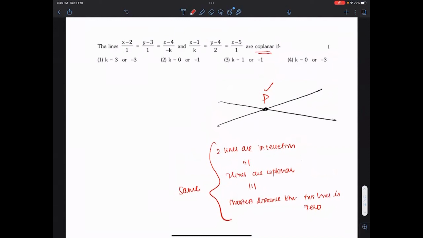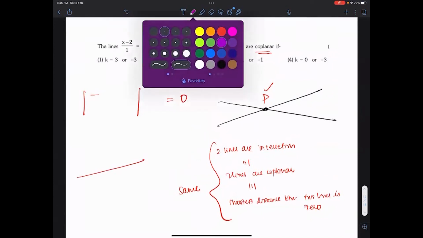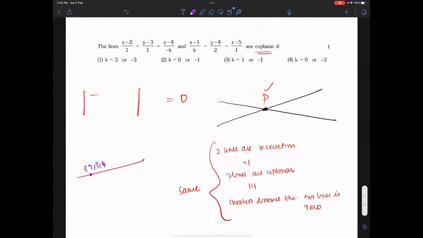That means for the shortest distance, the numerator must be 0. In the numerator, what is there? You take 1 point on one line. Here, what is 1 point on the first line? 2, 3, 4. What is the direction of the first line? i plus j minus k cap, with k times. The other line, what is the point on it? 1, 4, 5. What is the direction of the second line? k i cap plus 2 j cap plus k cap. What you should do in the numerator: subtract the points. These 2 points, you'll get 1.